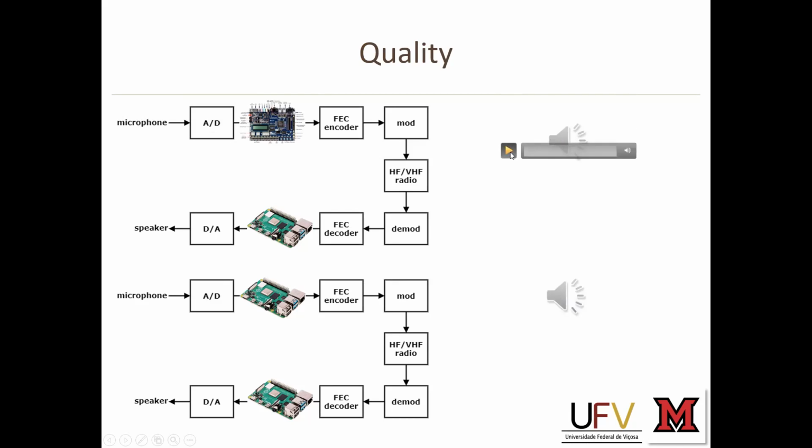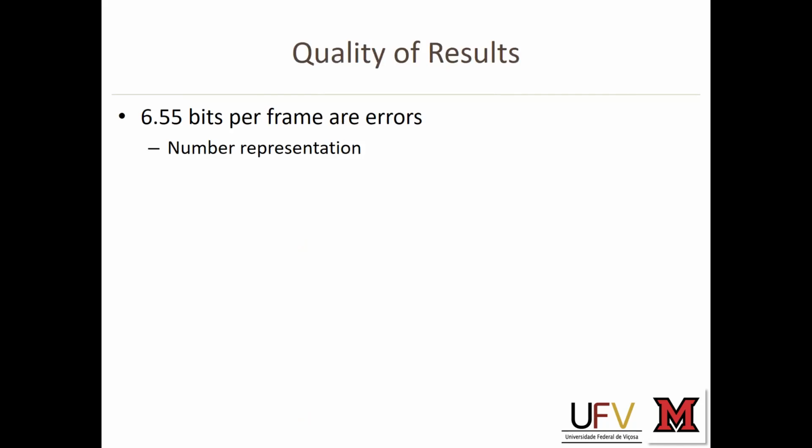So back to the one, so we can hear that it's worse, but it's still pretty good. So our quality is okay. We've lost a little bit. So we roughly have 6.55 bits per frame that are errors. And most of the reason for that is the number representation that we use. So the quality results are good enough.